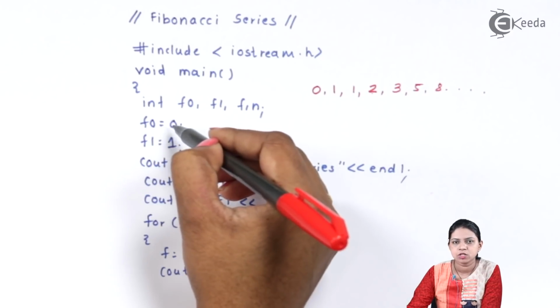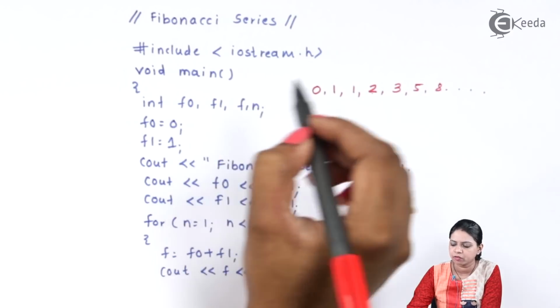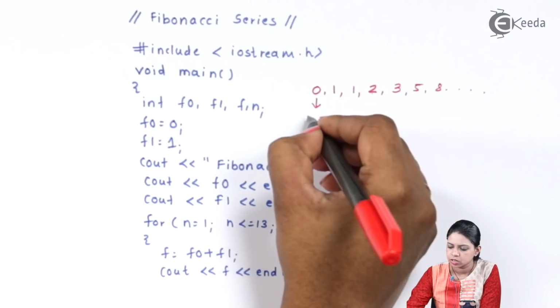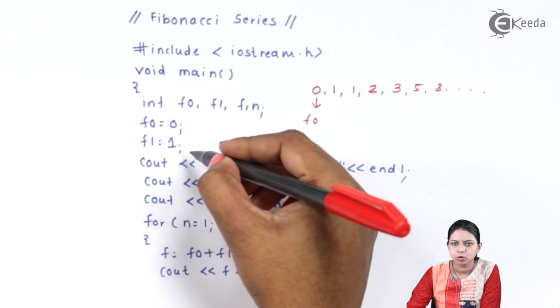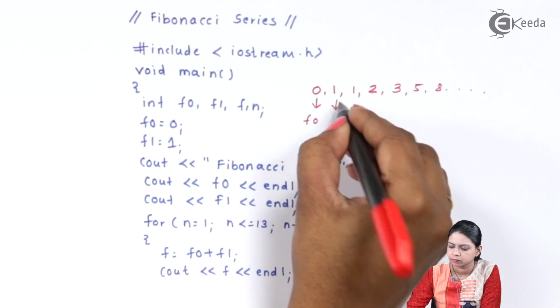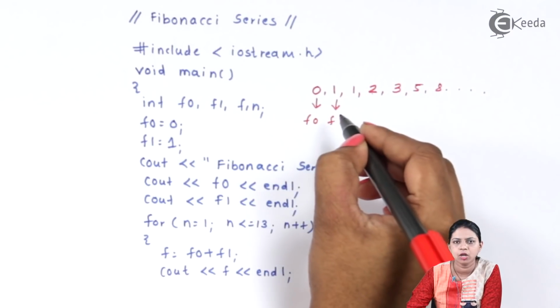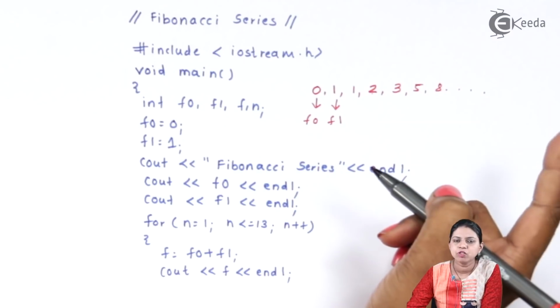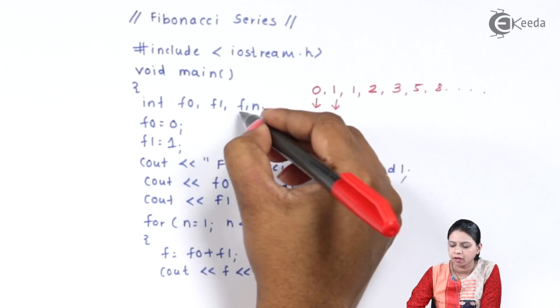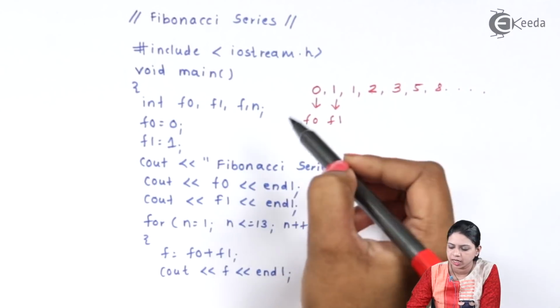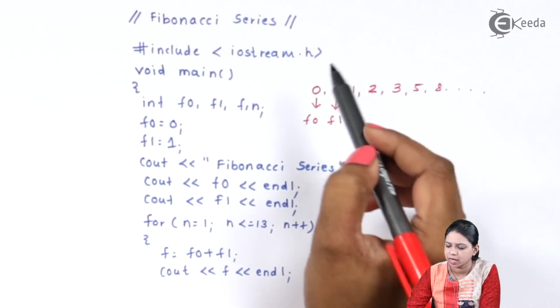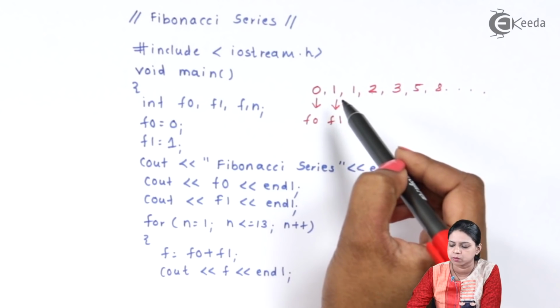Now f0 is to denote the first term. So my first term is 0, so I am writing here f0 is equal to 0. f1 is equal to 1, so my next term is 1. Now the third term which I will get, I am naming it as f. So my f is going to be f0 plus f1.